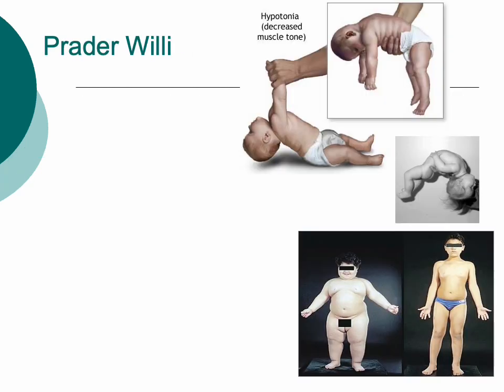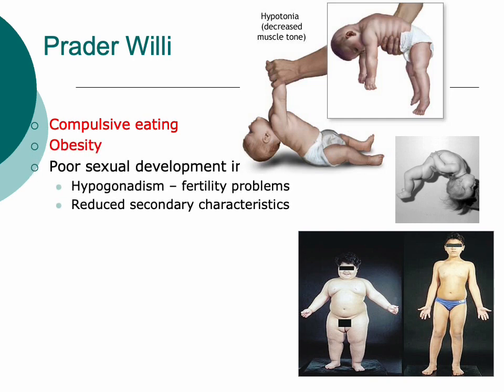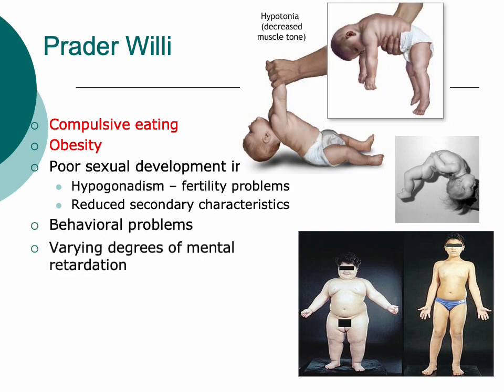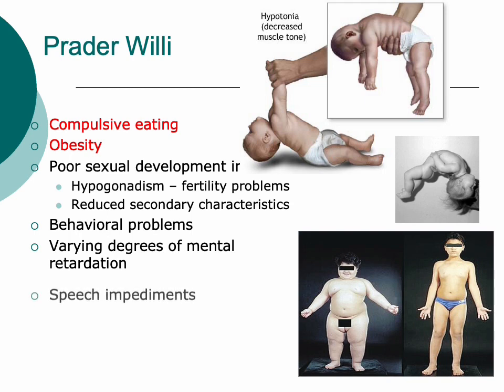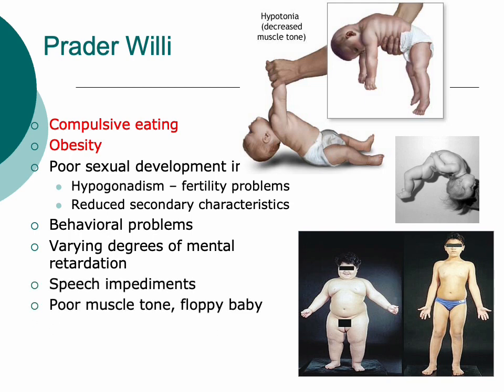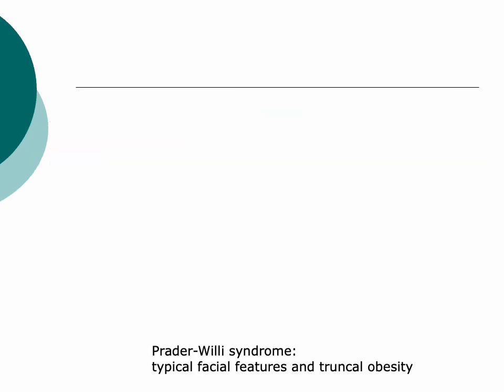So what are the physical features of Prader-Willi Syndrome? Number 1 is compulsive eating. There's obesity and poor sexual development. They would have hypogonadism. If they have hypogonadism, this will result in fertility problems and reduced secondary characteristics. They would also have behavioral problems such as varying degrees of mental retardation, speech impediments, poor muscle tone, floppy baby, and poor sucking reflex. So Prader-Willi characteristically, they are usually obese.